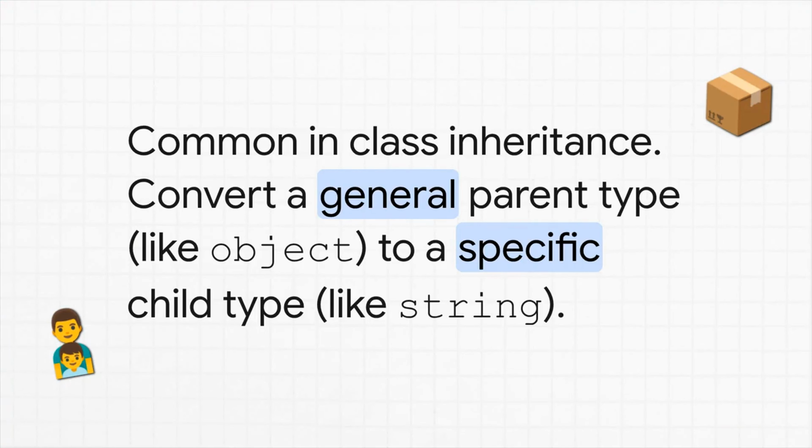You might have a variable that's a really general parent type, like object, but deep down, you know it's actually holding something more specific, like a string. This is like the big bucket to small cup problem again. To use all the cool, specific features of a string, you have to explicitly cast it back down from the general object to the specific string.